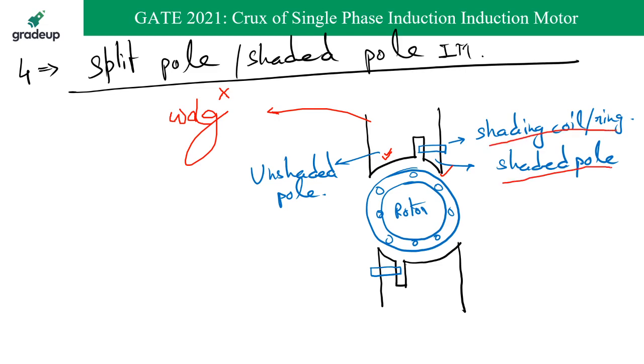Such a pole is called a shaded pole. Same thing is being done for this pole also. Divided into two parts, smaller one and larger one. In the smaller one, you are putting some shading coil or ring.